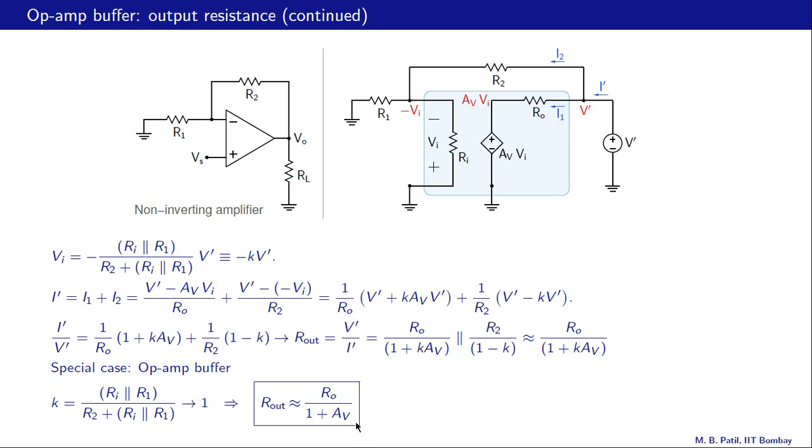AV of course is the voltage gain of the op amp, the open loop gain, which is a large number, 100,000. RO is already very small, something like 50 ohms for the 741, 50 or 75. So this quantity is really tiny. So for all practical purposes, we can treat R out as a 0 ohm resistance. So the op amp buffer not only provides a very high input resistance, it also provides a very low output resistance. So let us keep these desirable features of the op amp buffer in mind.